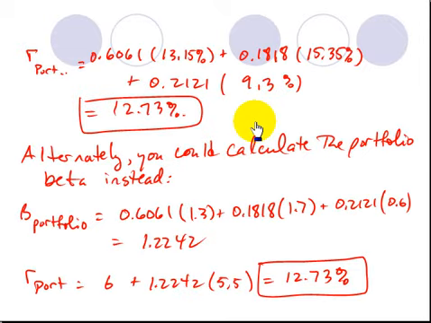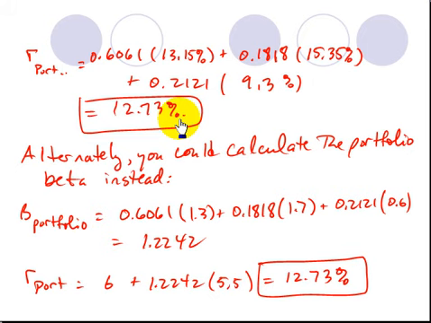And the way you calculate the required return on the portfolio is we take the weight for the first stock, the weight for Bush, times its required return, plus the weight for Mountain times its required return, plus the weight for Nortec times its required rate of return, which gives us 12.73%.